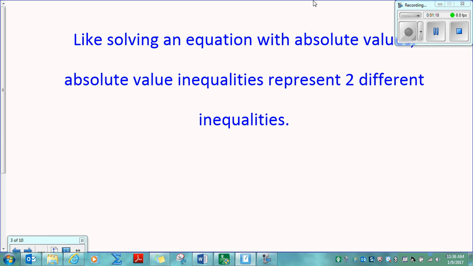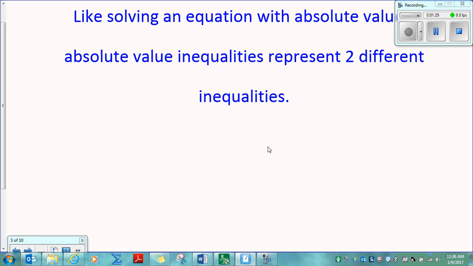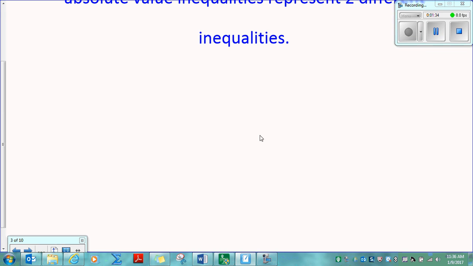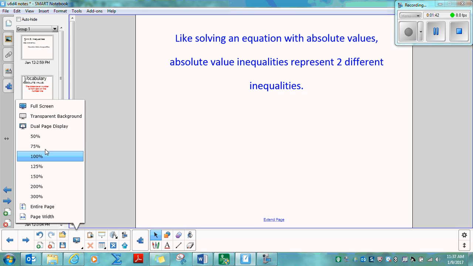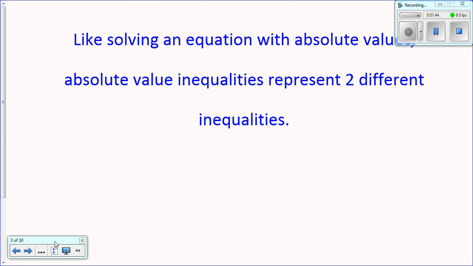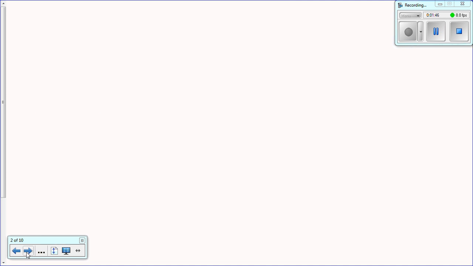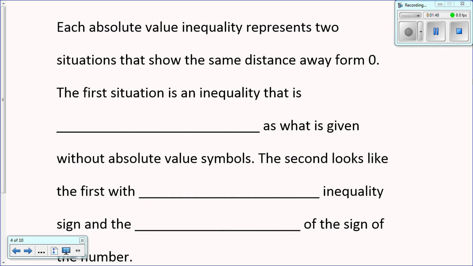Alright. Sorry it got wordy, but like solving an equation with absolute values, absolute value inequalities represent two different inequalities. Okay? Let's see if I can find the next part. There's gotta be another part. I think. Ooh, I don't even know anymore. Yeah, there's gotta be one. Oh, there's not. Okay, just kidding. Sorry. That made it long. Oh, this Scully is failing.